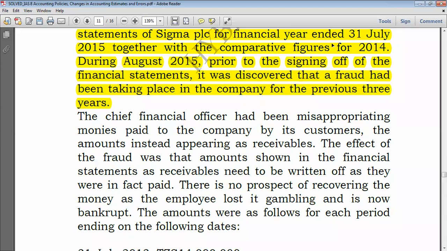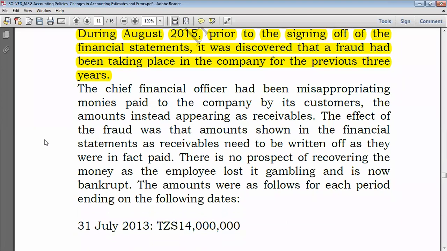You know, the financial statements, these are for the year 2015. So the year ends 31st July. But when the year ends 31st July 2015, if this is the reporting date, it is not necessary that the financial statements would be complete. The financial statements would probably not have been issued, not have been authorized for issue. Before the financial statements are signed, they can be adjusted. Now we are told that prior to the signing off of the financial statements, it was discovered that fraud had been taking place. Fraud truly indicates a prior period error.